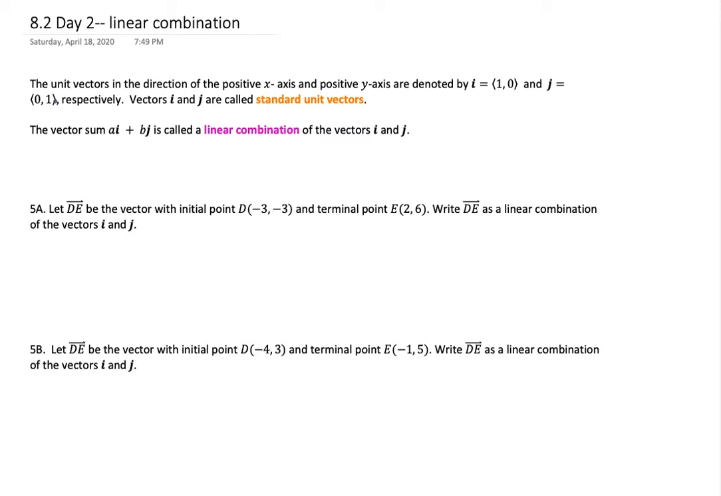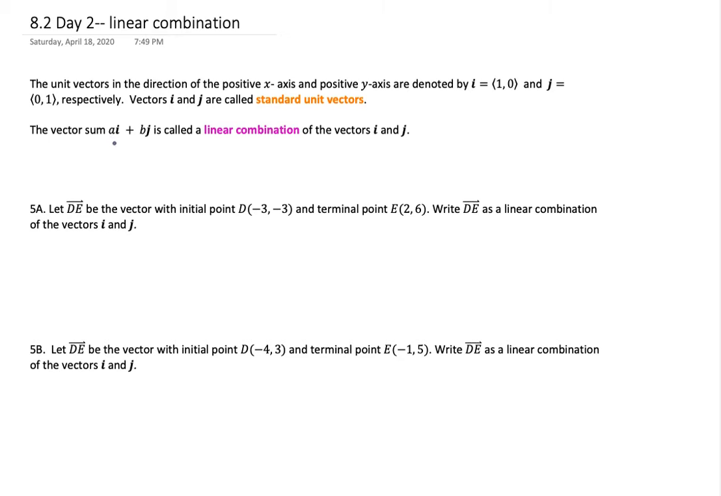I'll read this. The unit vectors in the direction of the positive x-axis and positive y-axis are denoted by vector i, which is <1, 0>, and vector j, which is <0, 1>, respectively. That's basically saying that i is your horizontal and j is your vertical. So vectors i and j are called standard unit vectors.